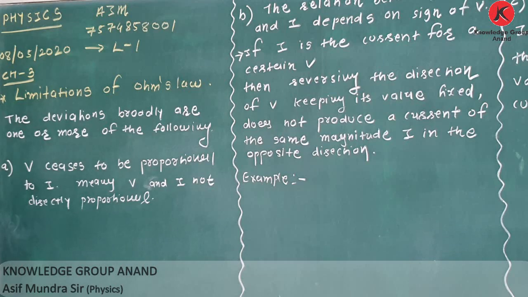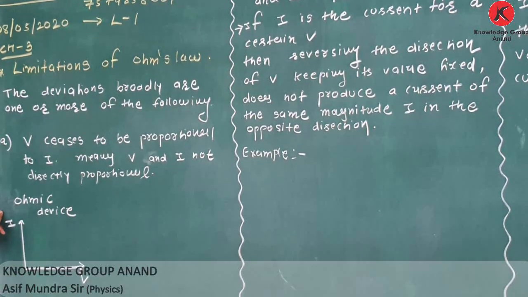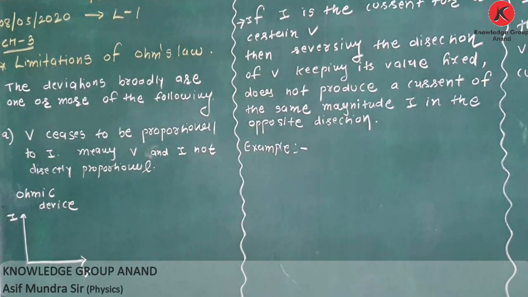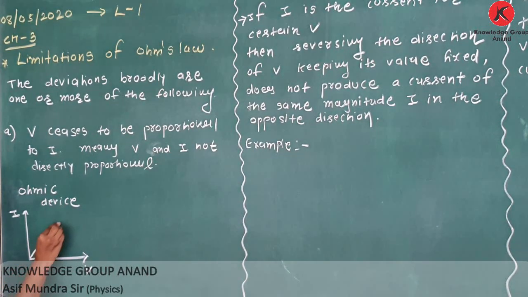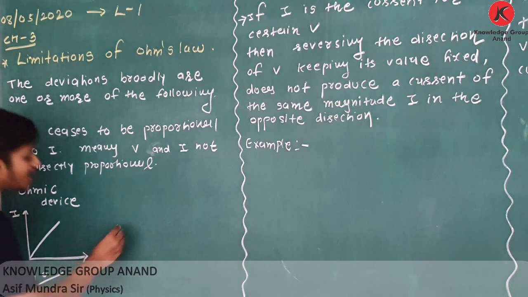First, V is not proportional to I. It means V and I are not directly proportional to each other. Ohmic devices are those in which Ohm's law is obeyed. For ohmic devices, V is proportional to I, so the IV graph is a straight line. You know it. But in future we will study some other devices, for example, diode.